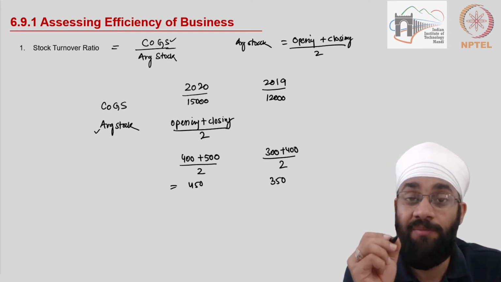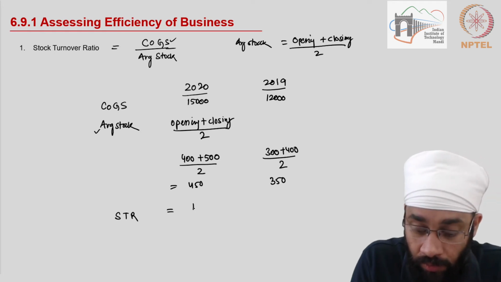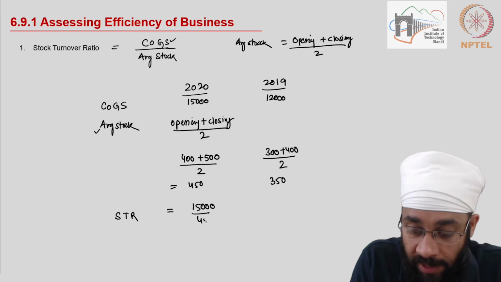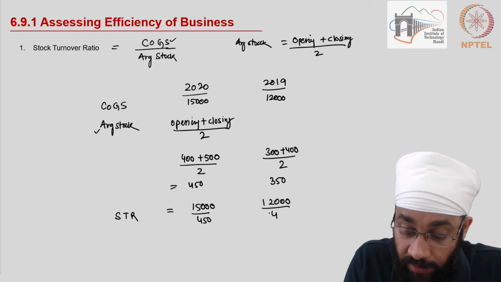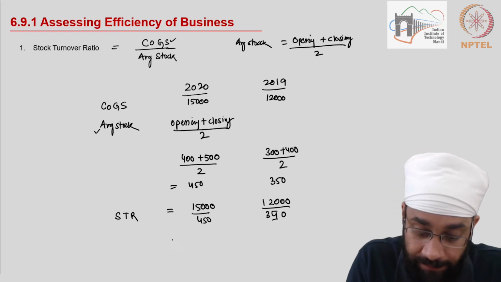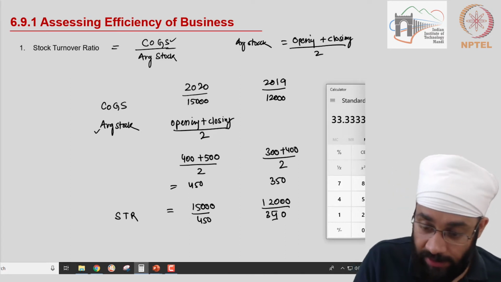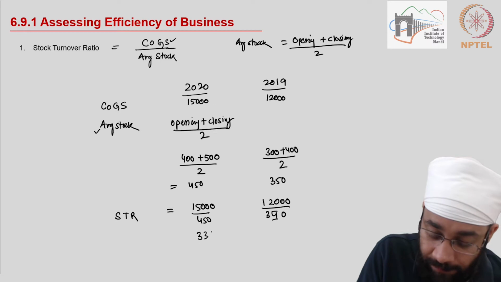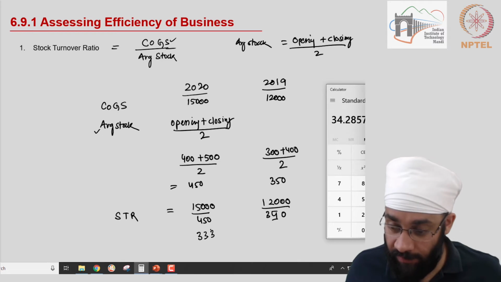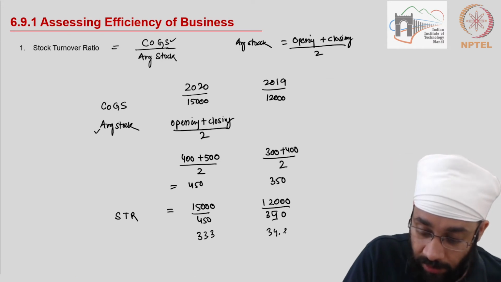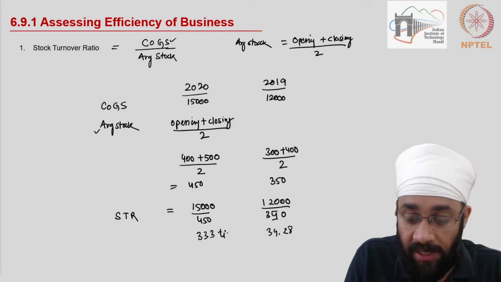There you have it. You have both the numerator and the denominator. The stock turnover ratio is equal to 15,000 divided by 450, and you have 12,000 divided by 350. Here I have the calculator. 15,000 divided by 450 is 33.3, and 12,000 divided by 350 is 34.28. And as we discussed earlier, this is expressed in times.